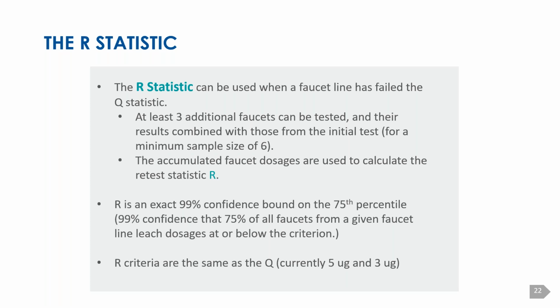So R is calculated in a similar manner to the Q statistic, except that the R is an exact 99% confidence bound on the 75th percentile, or 99% confidence that 75% of all faucets from a given faucet line would leach lead at dosages at or below the criterion. And the criteria for the R statistic are the same as the Q, which are currently 5 micrograms and 3 micrograms.